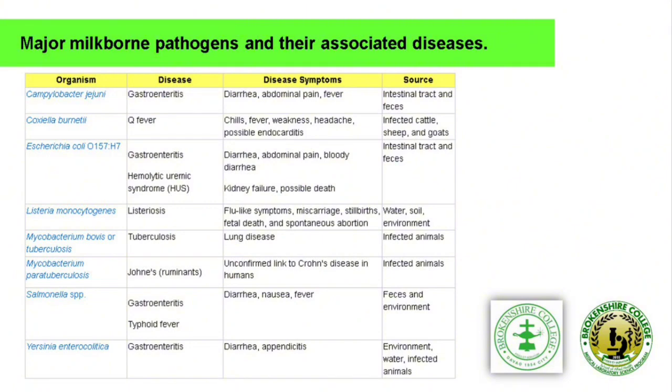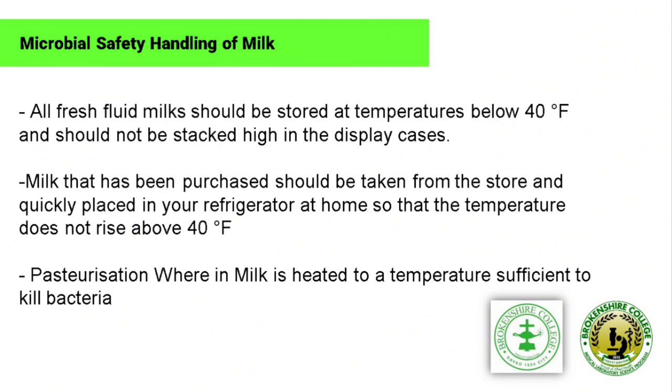Next, we have microbial safety in handling milk. All fresh fluid milk should be stored at a temperature below 40 degrees Fahrenheit and should not be stacked high in display cases. Milk that you purchase should be taken from the store and quickly placed in your refrigerator at home so that the temperature does not rise above 40 degrees Fahrenheit. Pasteurization is where milk is heated to a temperature sufficient to kill the bacteria.